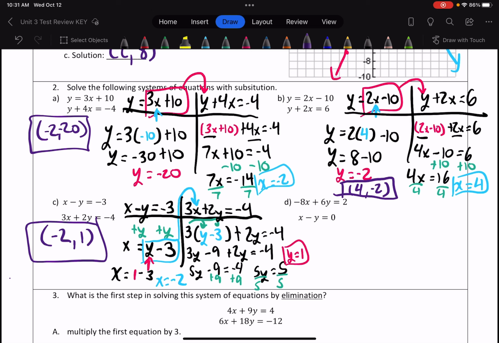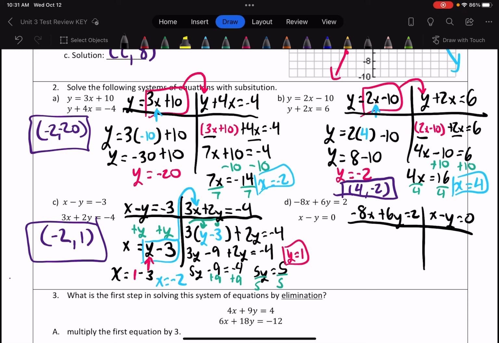We're going to do the same thing with problem D. I've got negative 8x plus 6y is equal to 2. Then I have x minus y is equal to 0. My first step is to isolate a variable. Now, we could go about this a couple of ways. I would have to do a lot of division on that left-hand side.